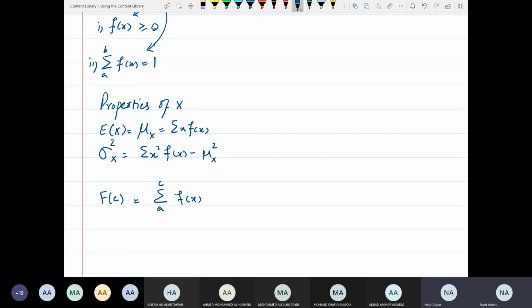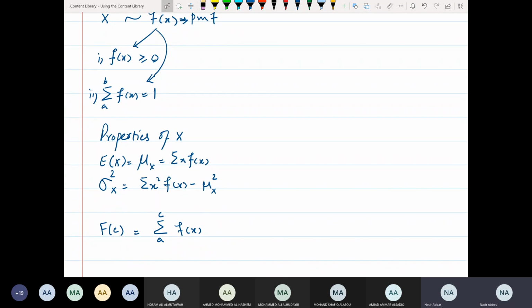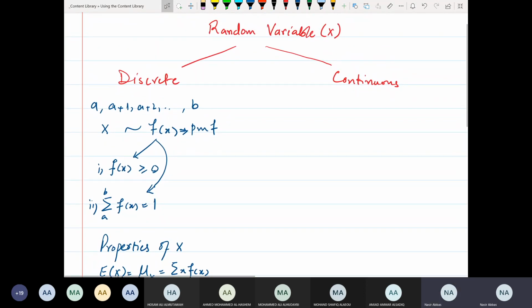And then you went specific. Then you went specific with special distributions like the discrete uniform distribution. You talked about the properties of the discrete uniform distribution. Then you talked about binomial, properties of binomial, negative binomial, properties of negative binomial, hypergeometric, properties of hypergeometric, and Poisson, along with the properties of Poisson distribution. We are going to follow exactly the same map in continuous random variable.